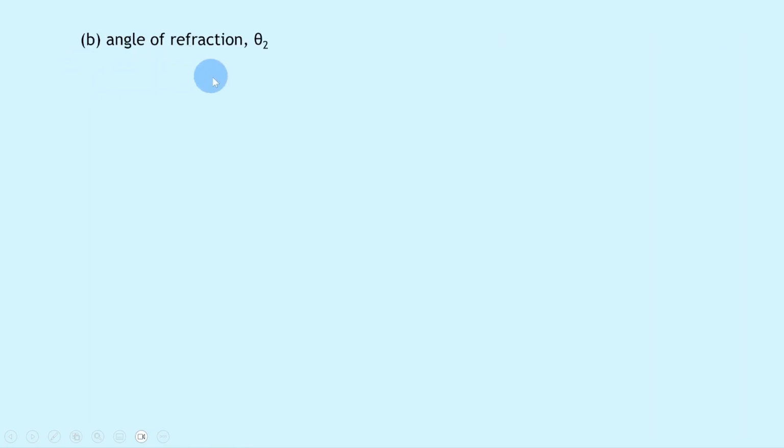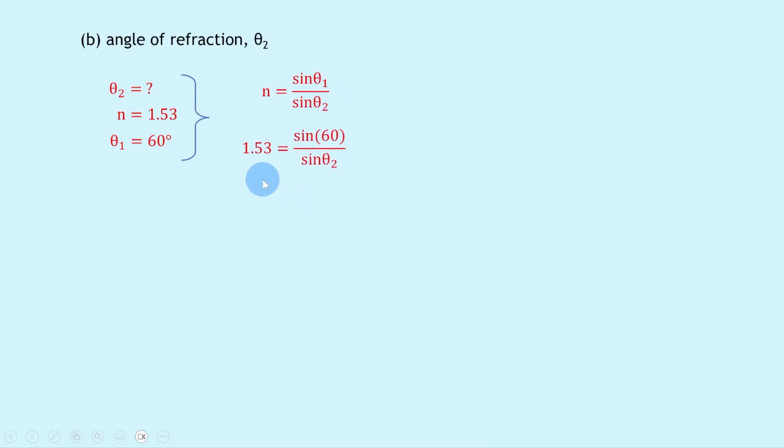Part B says find the angle of refraction θ2. Well, writing down what we know from the question, we're trying to find θ2. We know absolute refractive index n is 1.53 for the glass, and θ1 is 60 degrees that we just found in part A. So writing down our equation relating n, θ1 and θ2, we have n equals sin θ1 over sin θ2. Substituting in the numbers gives 1.53 equals sin 60 over sin θ2.